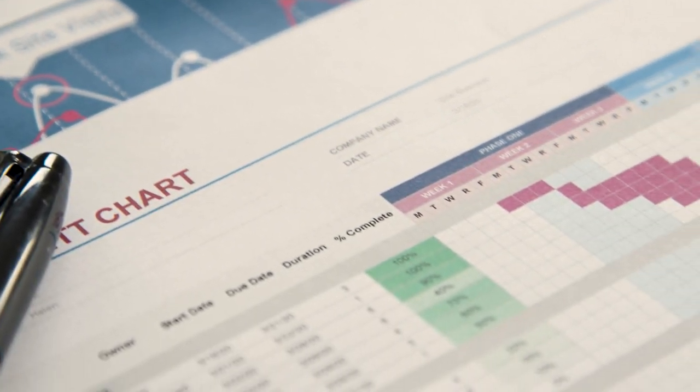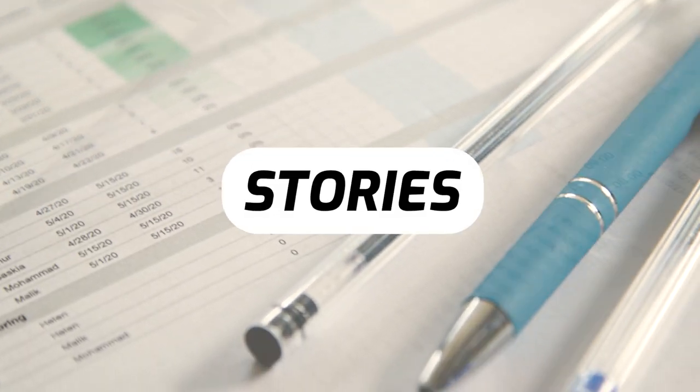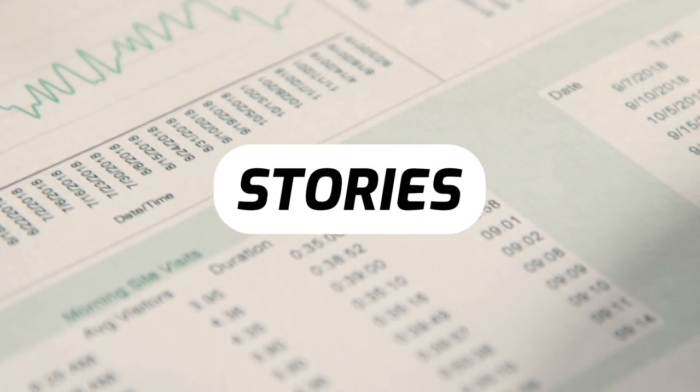When we measure impact, we need to provide data, but is it enough? What if we create stories based on the impact data to give it context and scope?